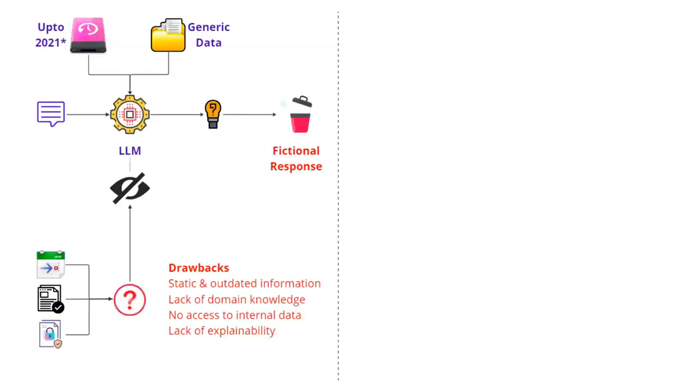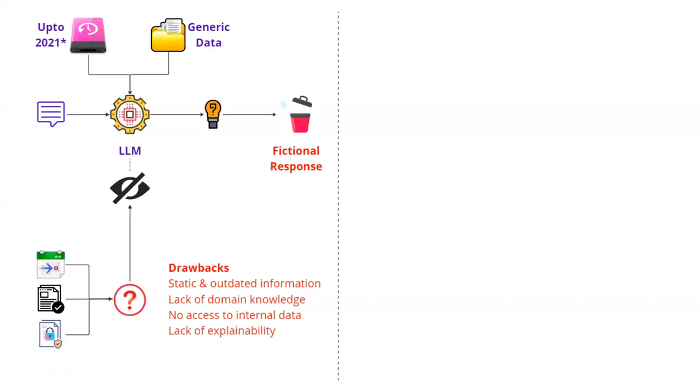This is a pictorial representation of what we have just discussed. Let's assume this is the data that has been trained up to 2021. We also have generic data, and when we give a query to the LLM based on the information it has, assume that it is unable to see all the necessary context around it. It is unable to see everything. It gives us some response, but because it has only outdated information, it does not know the domain knowledge.